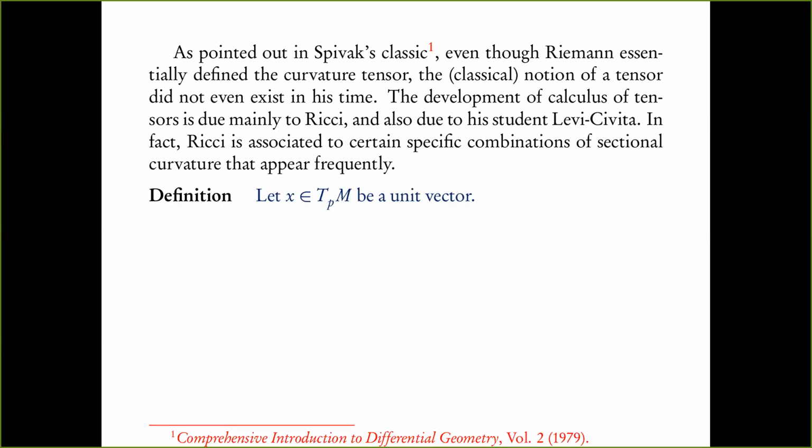Okay, so let's start with the definition. As we have been accustomed to, this is going to be a computational definition. Very soon we're going to show that this computational definition is actually well defined and independent of the choices. So let X be a unit vector and choose an orthonormal basis Z1, Z2, up to Z_{n-1}, along with X, of T_pM.